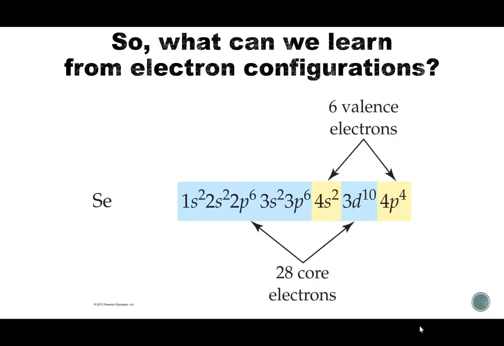And then just as a reminder, that highest energy level may not necessarily be the last term in an electron configuration. It may be broken up a little bit like this. So 2 electrons are in 4s, 4 electrons are in 4p. So this would have 6 valence electrons.